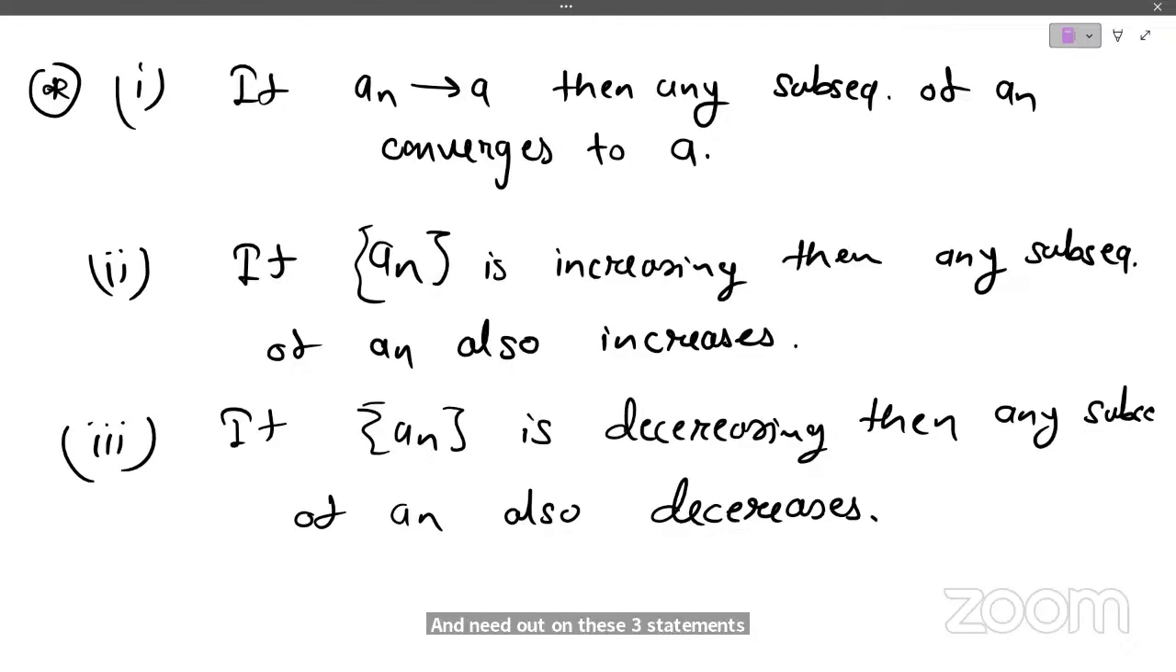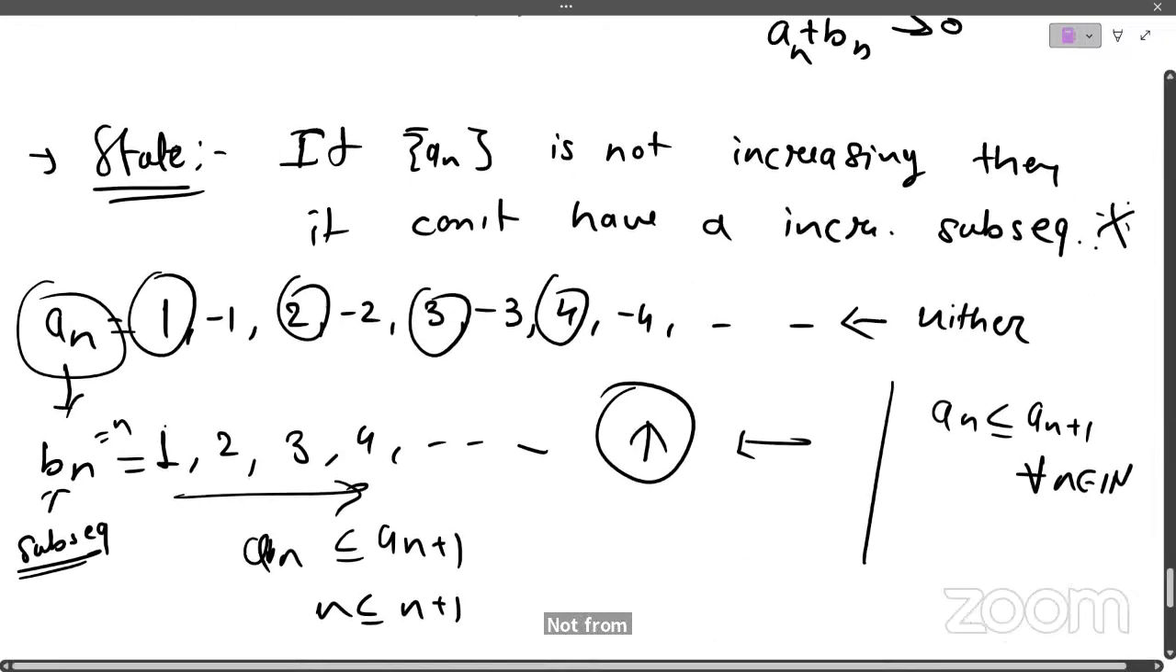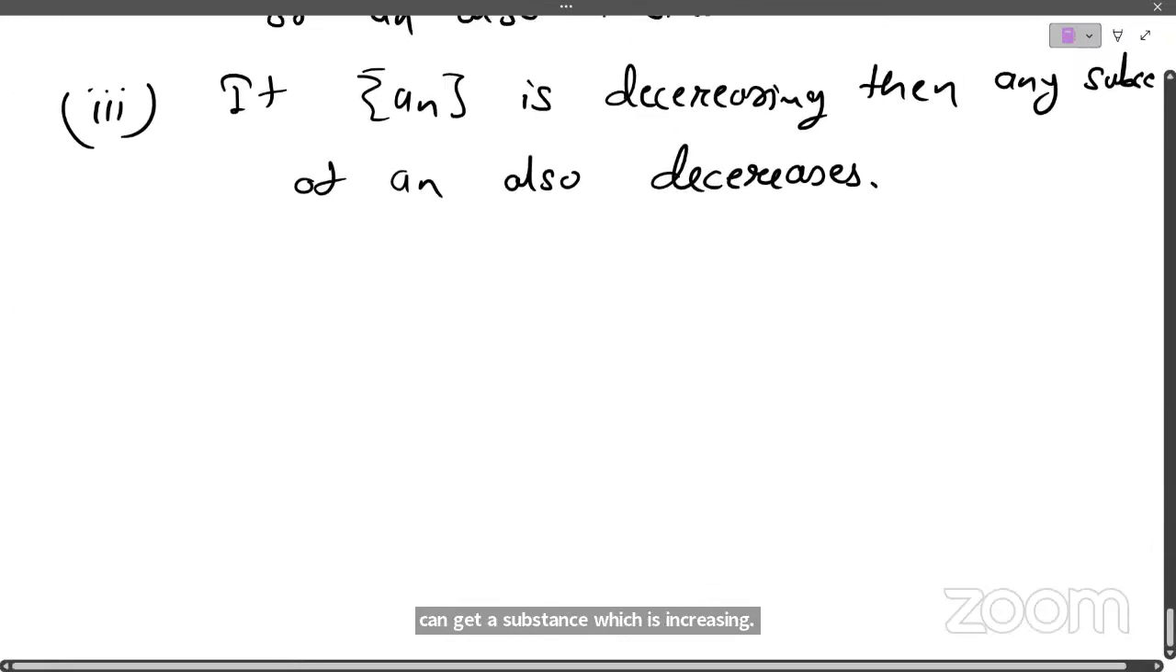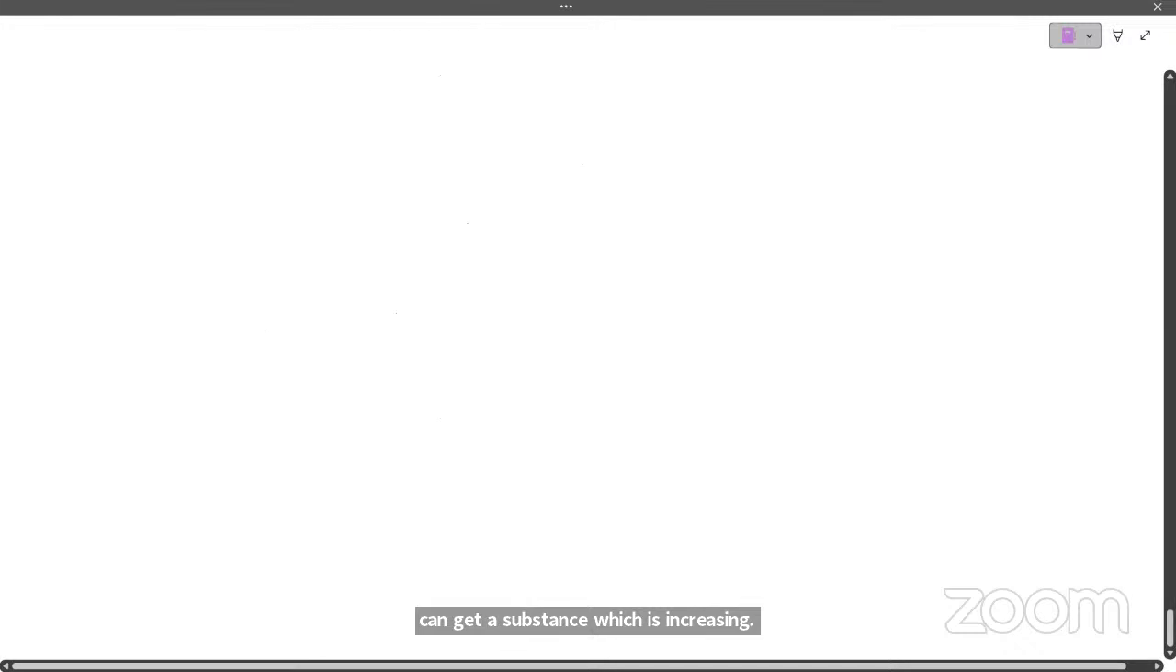The nature of subsequence somehow depends on the sequence, but not entirely. For example, here we have an neither increasing nor decreasing, but we can get a subsequence which is increasing, right? Okay. Now we go for the option number 1.